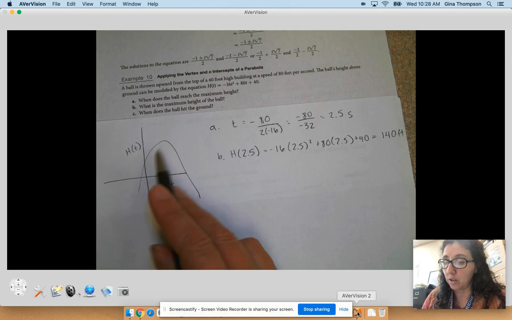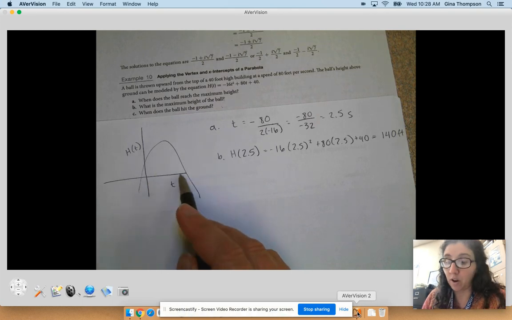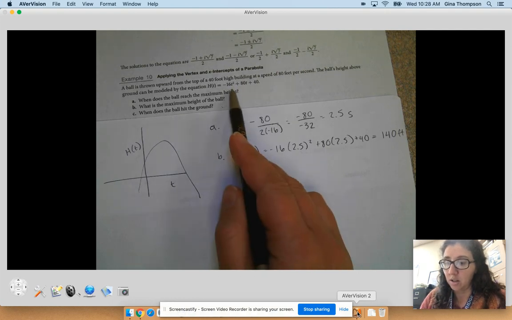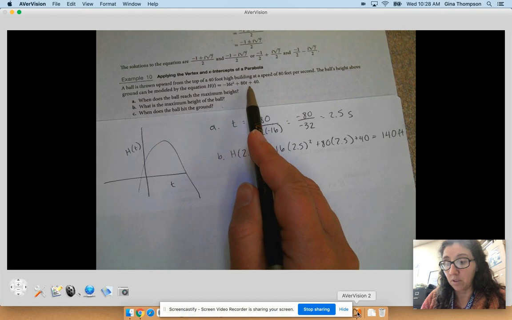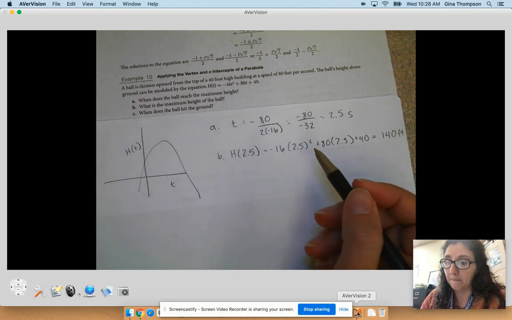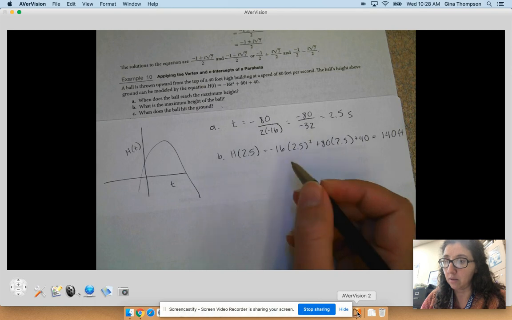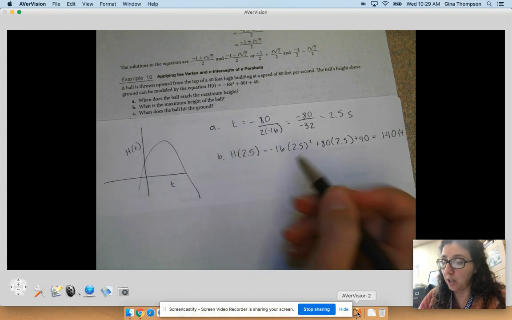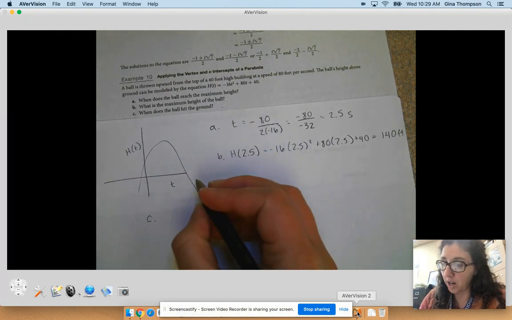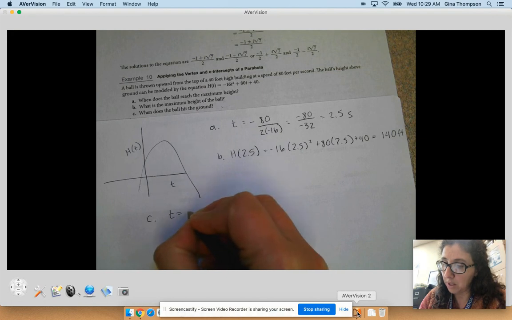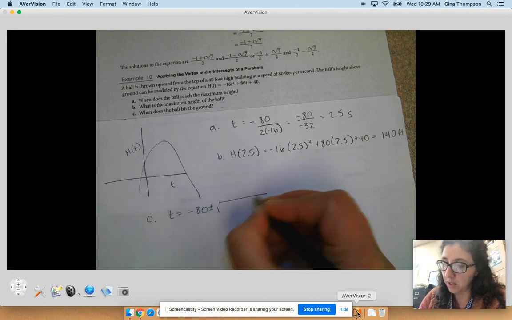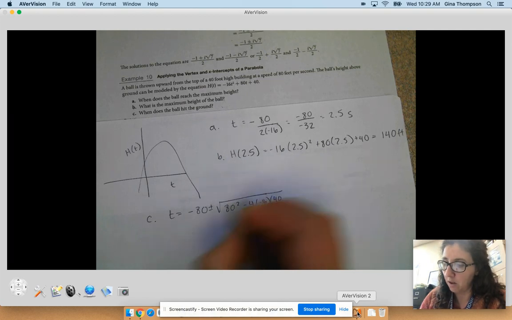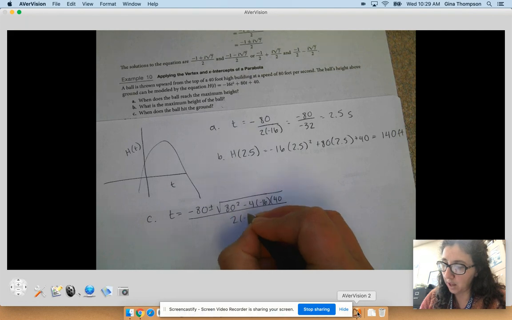When does it hit the ground? Okay, so this is going to be a little bit different. We have to figure out what the x-intercepts are. So let's look at this equation. The numbers look kind of big. We're probably going to have to use the quadratic formula. I'm not sure I can factor that very easily. The quadratic formula always works. So let's use it. t is going to equal minus b plus or minus the square root of b squared minus 4 times a times c, all over 2 times a.